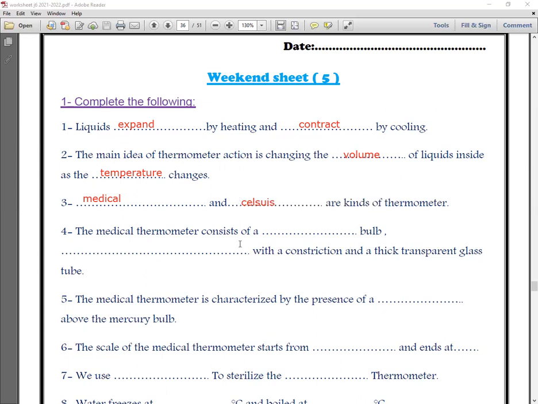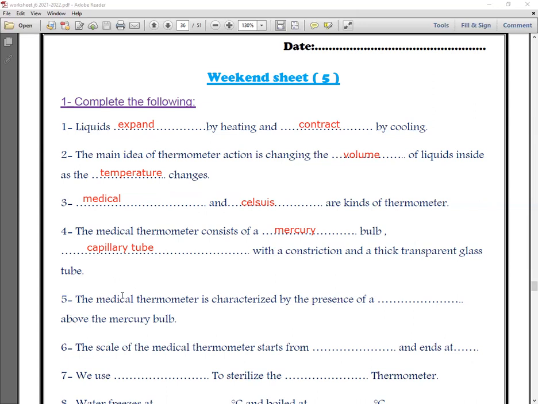Number 4, the medical thermometer consists of what? The medical thermometer consists of a mercury bulb and, with the construction, the narrow tube inside it, called the capillary tube, and a thick transparent glass tube.